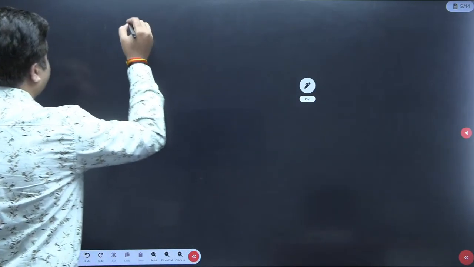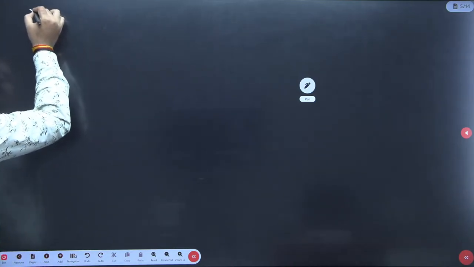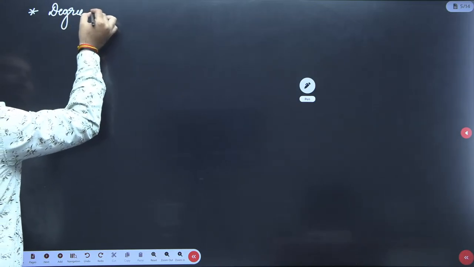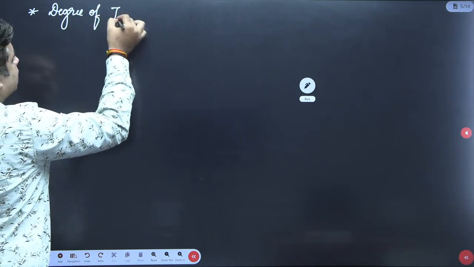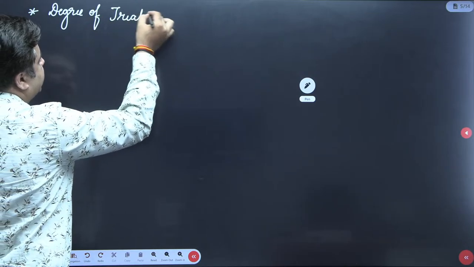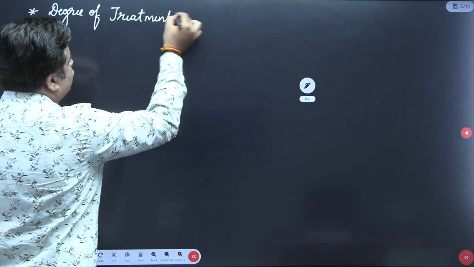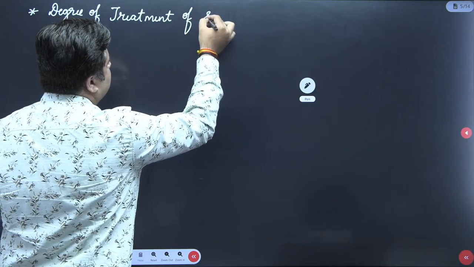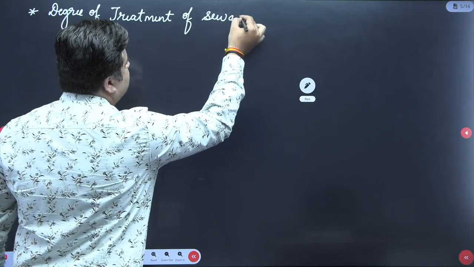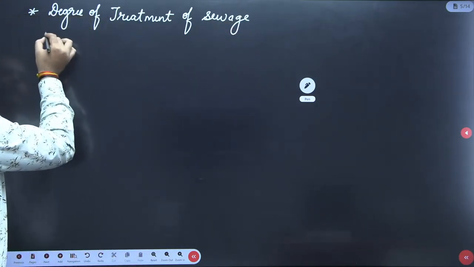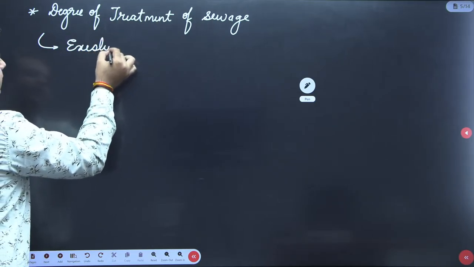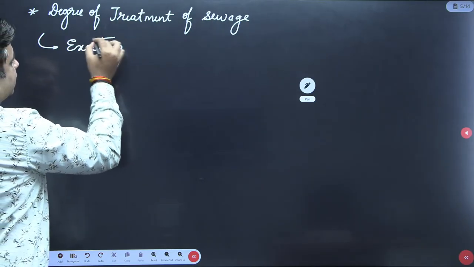So again, I'm going to repeat myself. The degree of treatment given to wastewater or sewage depends on two things. First one is the existing quality of the wastewater. What is the existing quality of wastewater?